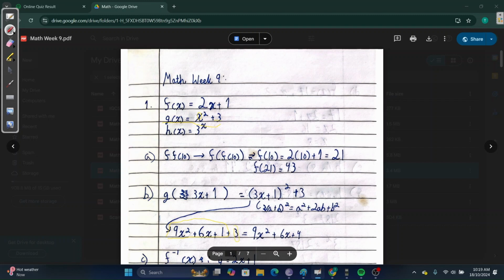And then plus 3, that's just the constant value from the original function. Now, since you have no other like terms for x squared and x, you leave them. But for the constants, you have 1 and 3. So 1 plus 3 is 4. So this is your final answer, 9x squared plus 6x plus 4.